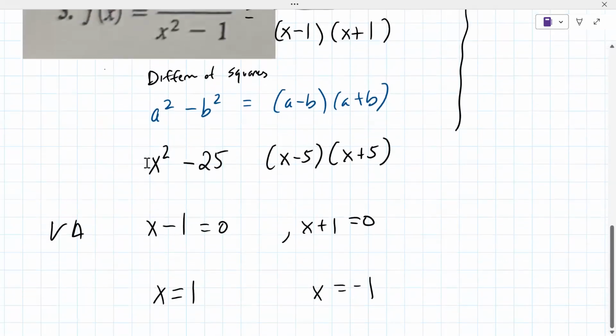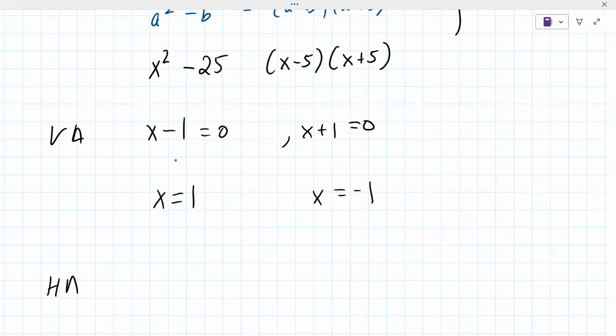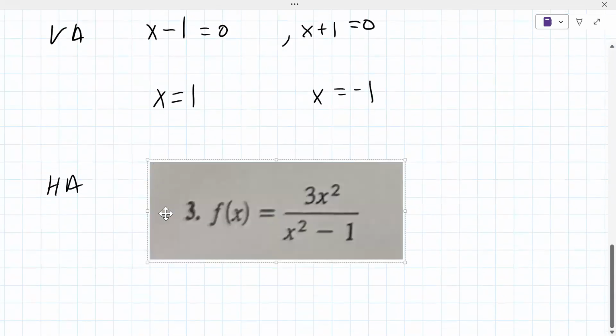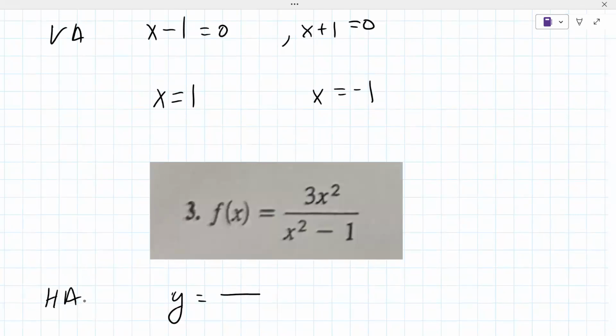So now horizontal asymptote. Let's go back to the original here. It's 3x squared over x squared minus 1. What is the ratio of the leading coefficients? Ratio means fraction.